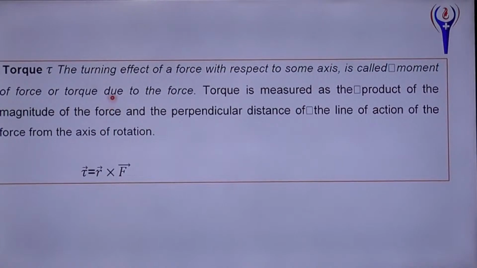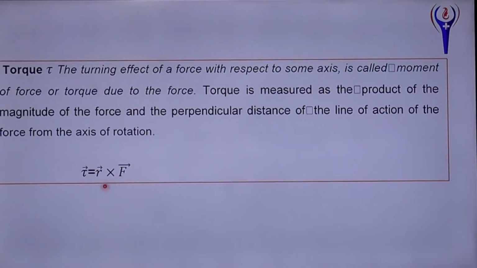Torque. The turning effect of a force with respect to some axis is called moment of force or moment of couple or torque. It is denoted by the symbol tau. Torque is measured as the product of the magnitude of force and perpendicular distance of the line of action of force from the axis of rotation. Simply, torque or moment is nothing but force into perpendicular distance.